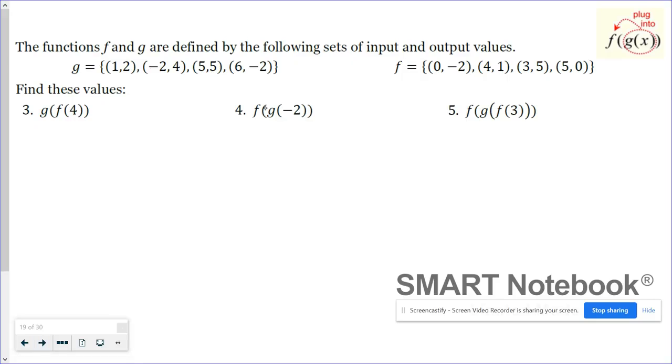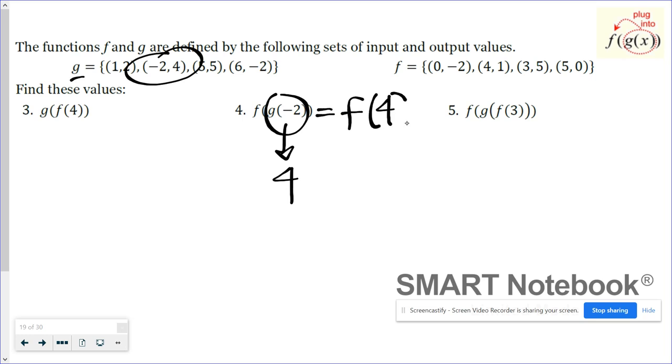Start on the inside, g of negative 2, okay? This here has an answer of 4. So now my problem is f of 4. So the answer is 1.